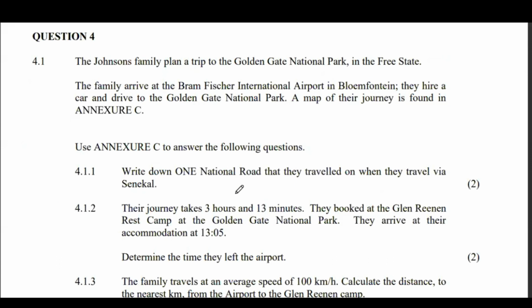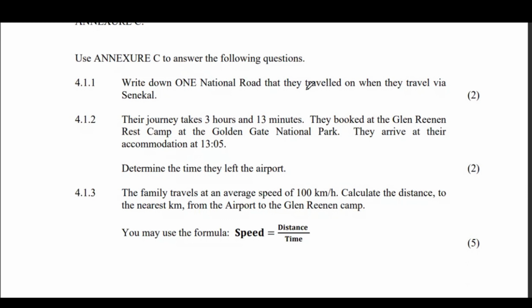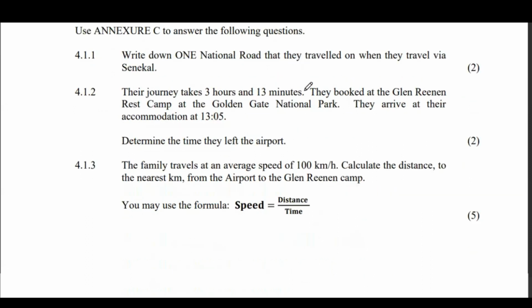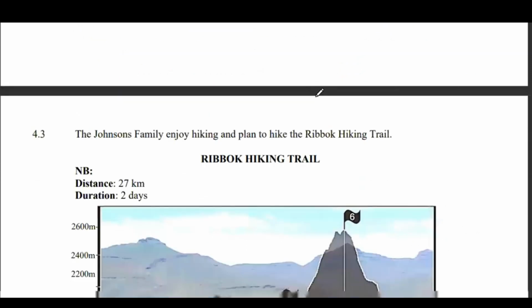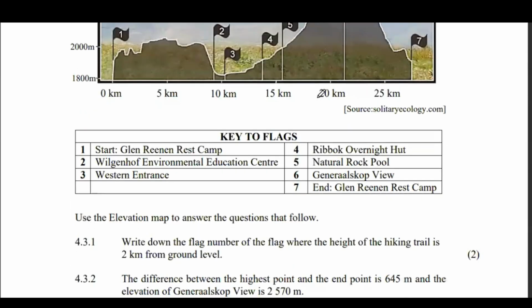Okay, Mr. Johnson, the family trip we're getting from Golden Gate in Free State. The family arrives at Brandfish International Airport, Bloem. They hire a car and drive to, you know, this is planning. This is a trip or maps. The moment you see the map, think of the scale also. What's the use of a scale? It's to change the diagram dimensions to real life, or the real life dimensions to fit on paper.